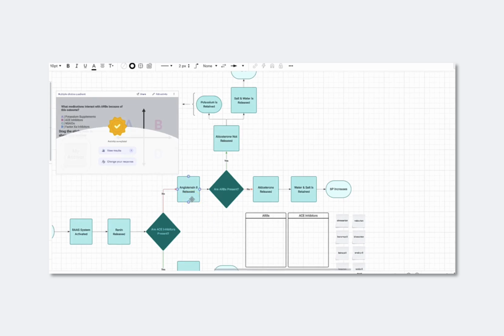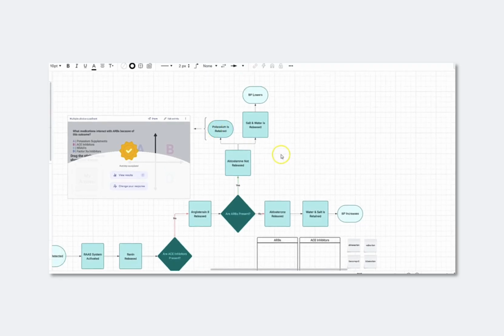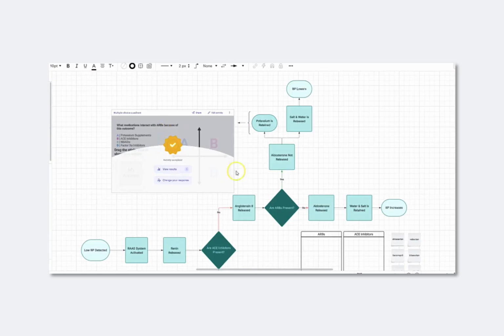If there are drugs called ARBs that specifically block that, then we see that the next drug is not released and that potassium is retained and salt and water is released. Now, potassium is retained leads us to our first interactive activity on this.